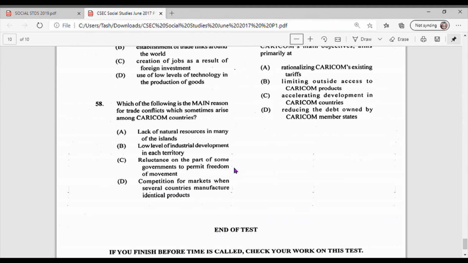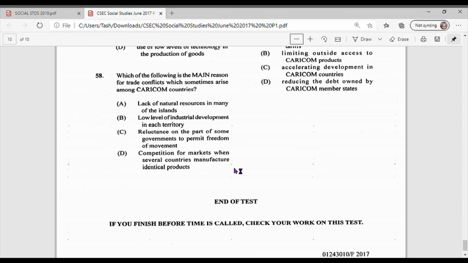58. Which of the following is the main reason for trade conflicts which sometimes arise among Caricom countries? Lack of natural resources, low level of industrial development, reluctance on the part of some governments to permit freedom of movement, competition for markets when several countries manufacture identical products. So your answer for 58 would have been letter D, which is the competition for markets when several countries manufacture identical products.